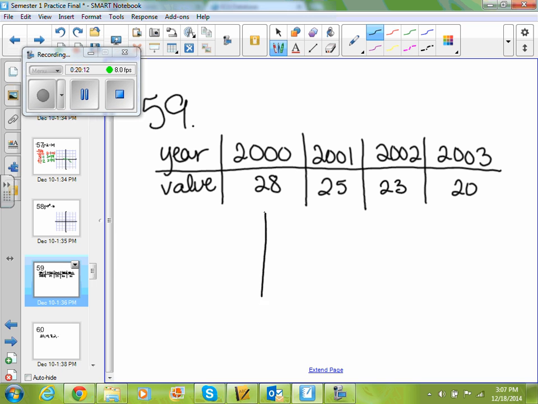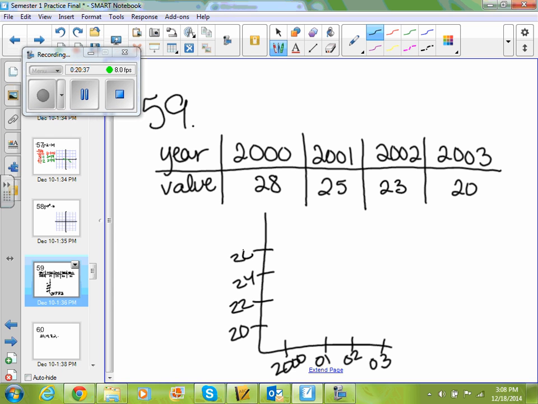So I'm going to put my years on the bottom. So 2000, 2001, 2002, 2003 are going to go on the bottom. Then I'm going to put my values on the sides. And I have values that range from 20 to 28, so I'm going to go by 2. So 20, 22, 24, 26, and 28. Okay, remember, scatter plot is just an estimate plot. So we're just kind of estimating where these are at. So if I go to 2000 and then I go up to 28, that's my first point.